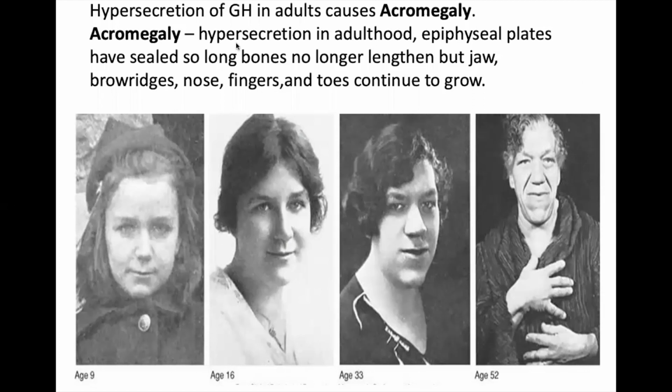So here the female is okay till puberty, but thereafter, you can see at the age of 30 and 52, she has continued growing the bones of her face and the bones of her limbs. It is called acromegaly.